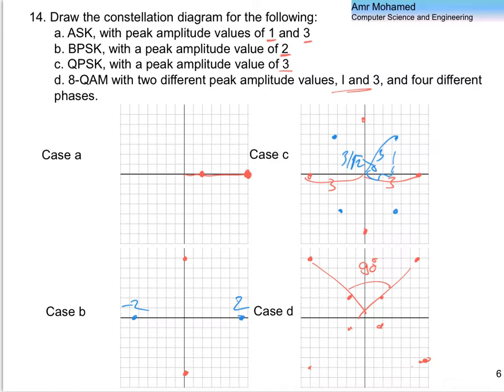A quick question here. Why do we use QAM over PSK? Why? Does that make the analog transmission more bandwidth efficient?